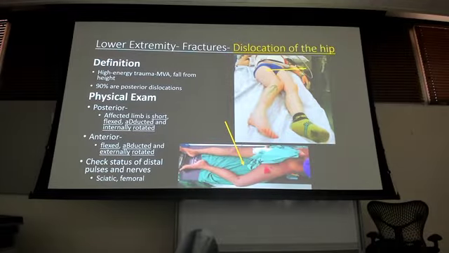Some physeals, but dislocation of the hip. This one usually requires high energy trauma, and sometimes in the elderly with some sort of prosthetic hip, you may see it, but usually it's going to be a high energy motor vehicle accident or a significant fall from height.